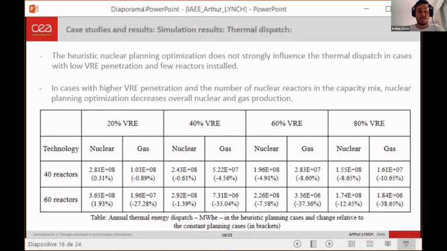It means that there is a decreasing need for peaking plants to balance between the demand and the supply thanks to nuclear planning optimization. The second effect of nuclear planning optimization is the decreasing nuclear production. It seems counterintuitive because if gas production is decreasing, nuclear production should increase. But the fact that it decreases is linked to energy curtailment, which are some results that will be detailed a little bit later.